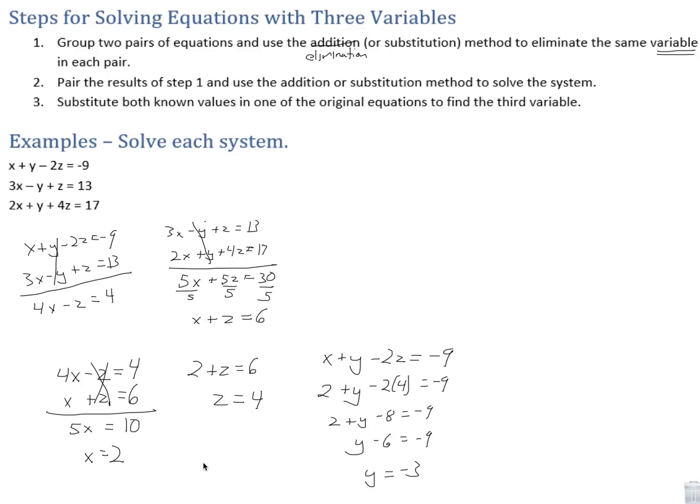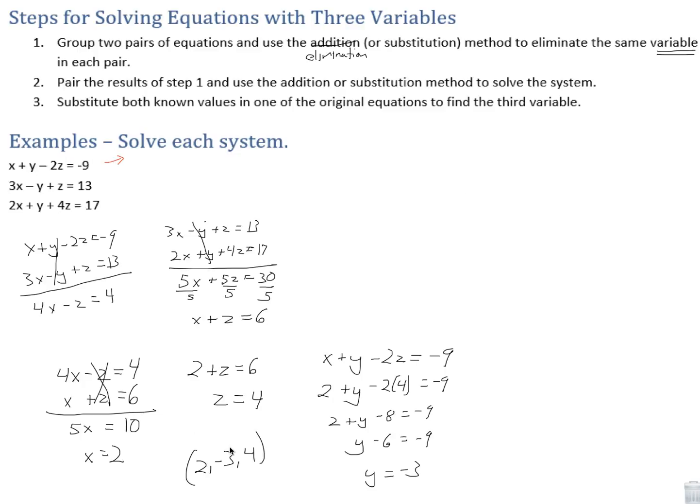So as long as we did everything correctly, our answer is 2, negative 3, 4. Instead of having an ordered pair like we did with a system with two variables and two equations, where we would have an x and y, now we have an ordered triple, x, y, and z. I'm going to go ahead and check this real quickly. We don't always have to do this, but I'm just going to plug them into each of these.